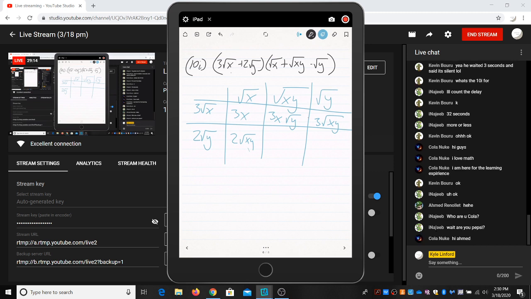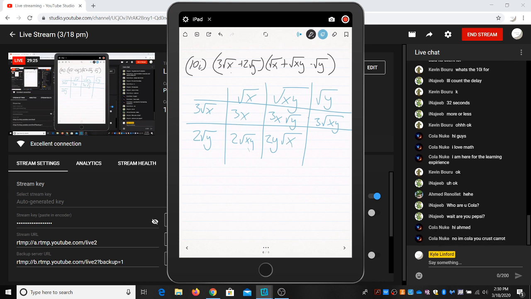Now in the next problem we have 2 root y times root xy. Now those y's are going to combine so they can come out of the radical, and we're left with 2y root x. And then the very last problem, the root y's combine to just make a y.